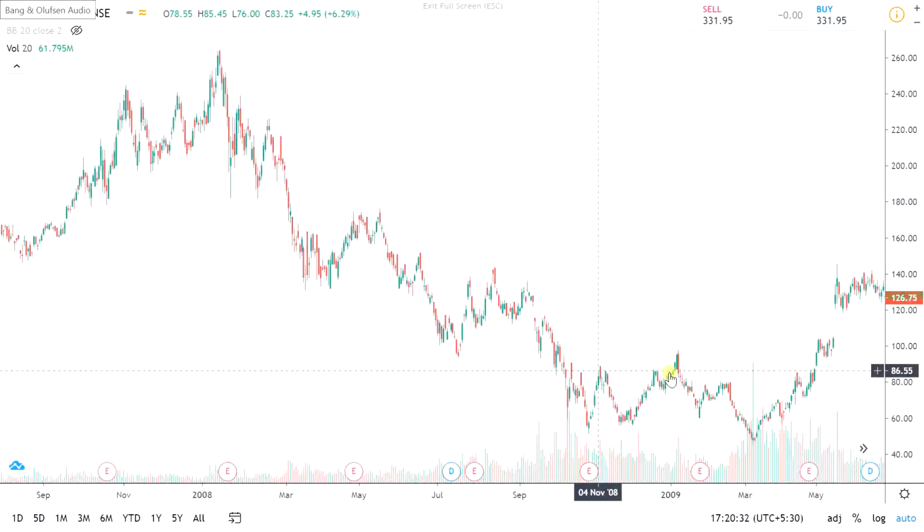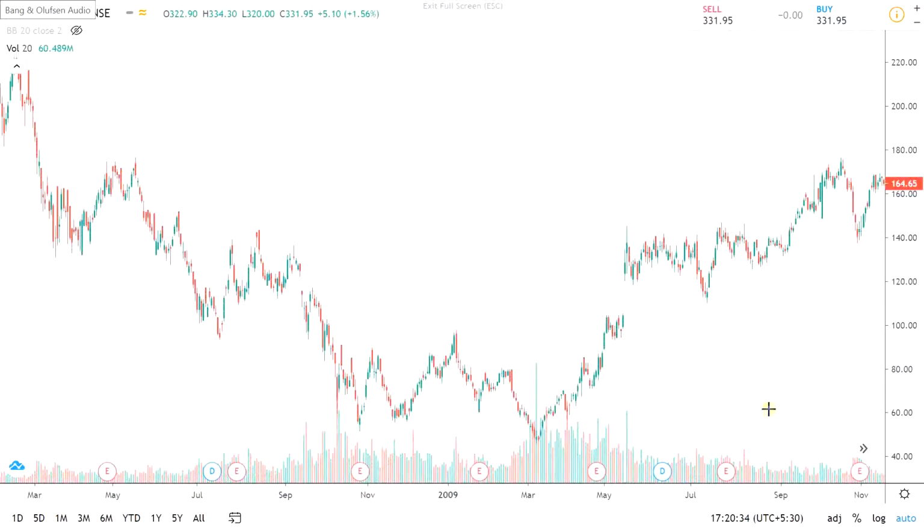I'll zoom in. Yeah, see it. You can see it right here. See, it's in a sideways trend. This line is stable. It's going downwards, upwards, downwards, upwards for almost half a year, November to March, downwards.